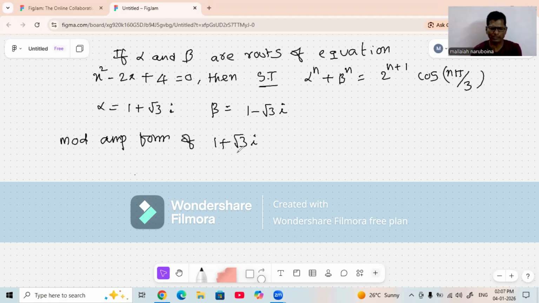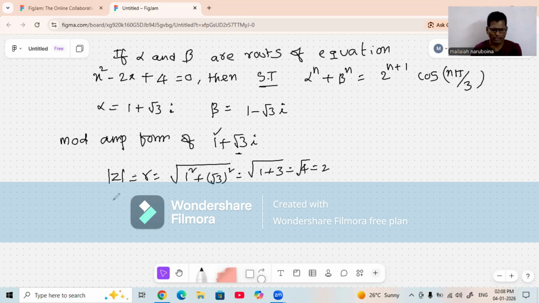So this is one complex number. To find the mod amplitude form, first the mod. How do we find mod? That is the R value, square root of a square plus b square. This is a, a is 1. So 1 square plus b is root 3, root 3 whole square. Then 1 square is 1, square and this root gets cancelled, 3. 1 plus 3 is 4. Square root of 4 is 2. So R value is 2.